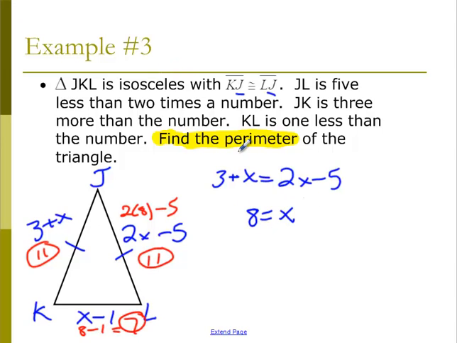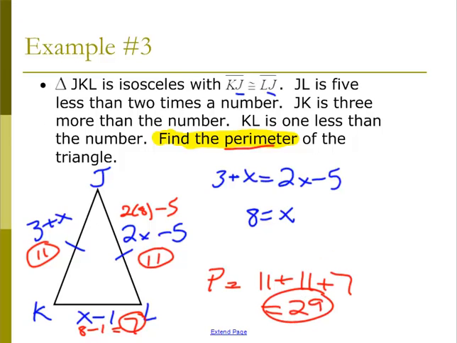So I need to find perimeter. That's what it's asking for. Perimeter is the sum of all the sides. 11 plus 11 plus 7. 22 plus 7 gets us 29.